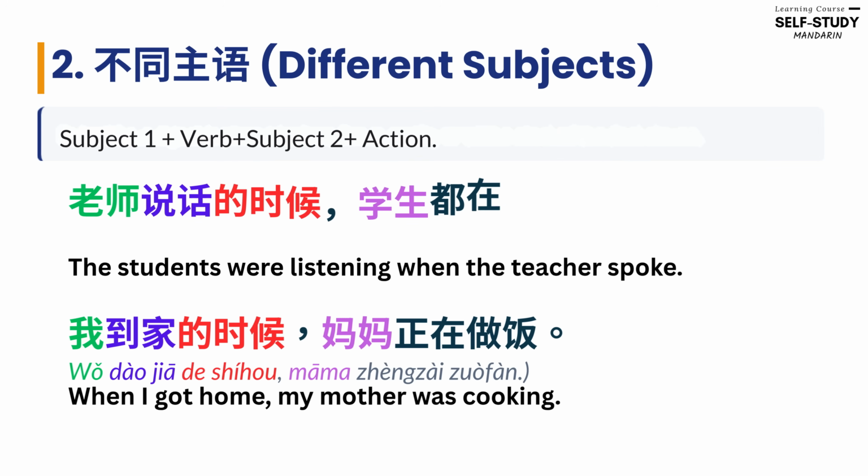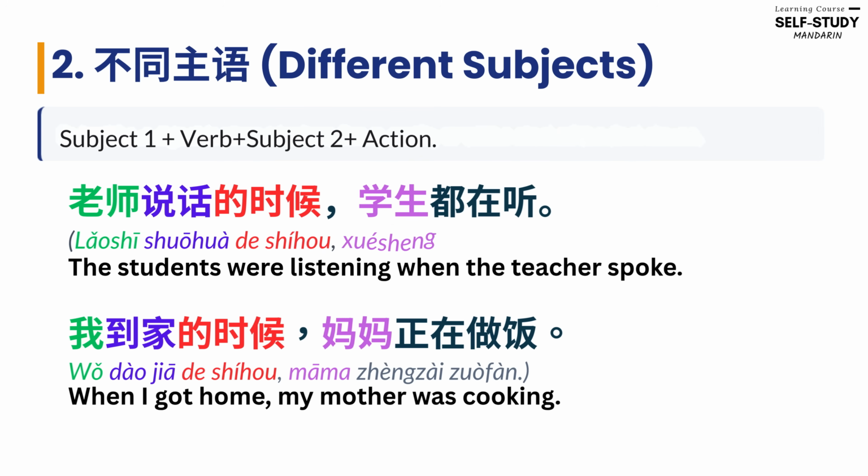Our final scenario is when we use a verb but we have different subjects. The structure is subject 1 plus verb plus 的时候, subject 2 plus action. Let's read the examples. 老师说话的时候学生都在听. The teacher spoke when the students were listening. Teacher speaks, students listen. Two different subjects. And the last example, 我到家的时候妈妈正在做饭. When I arrived home, my mother was cooking. I arrive home, mom is cooking.